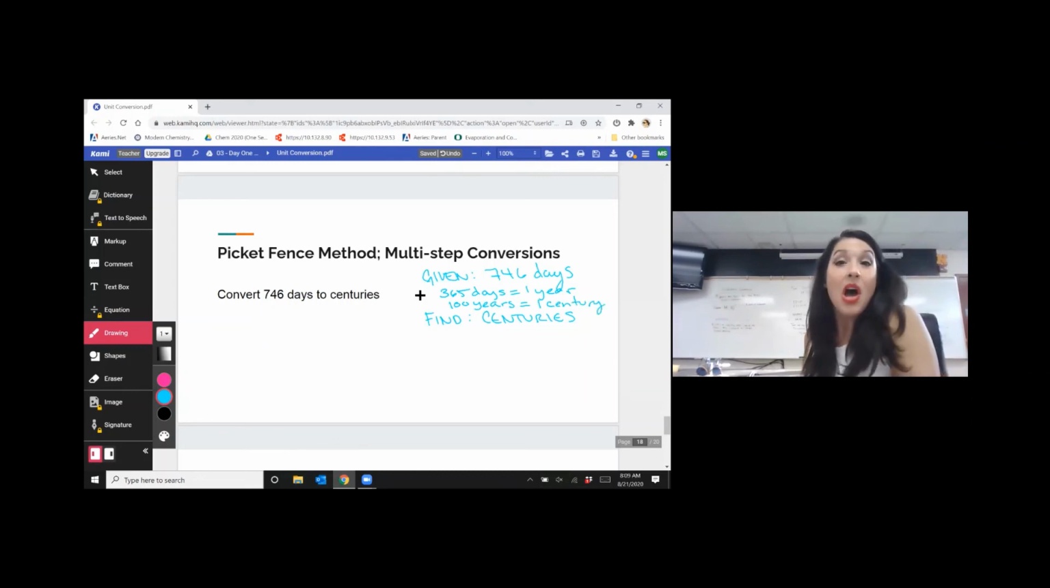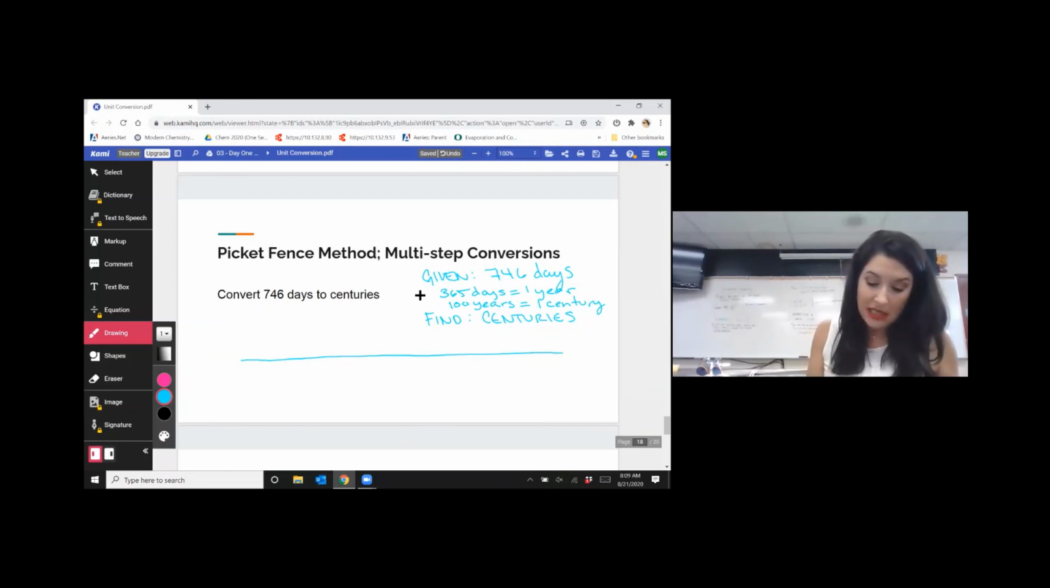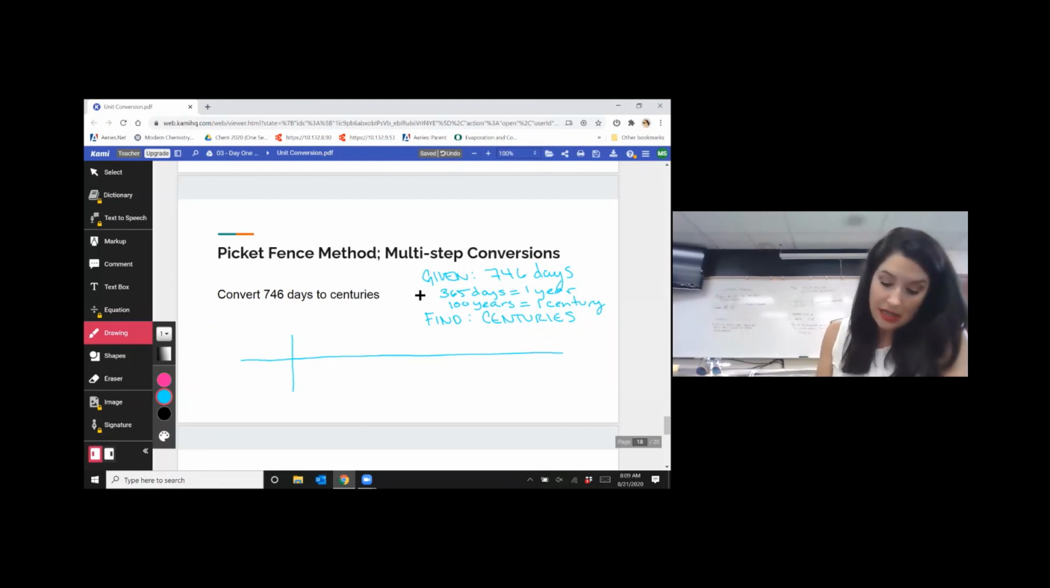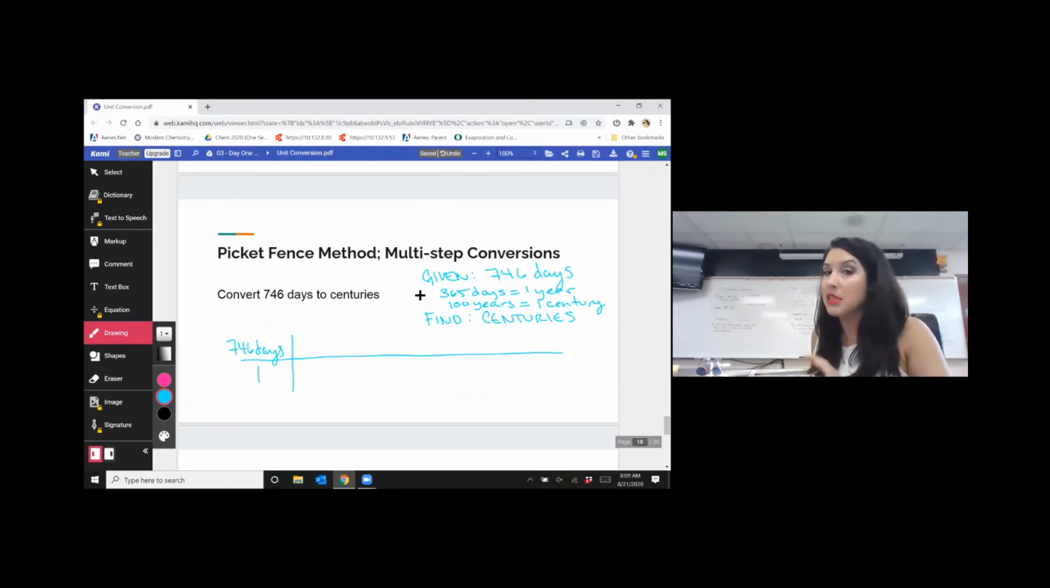All right. I'm going to set up a kind of a long picket fence because I don't know how long this is going to take yet. The rule of thumb says always put the given in the upper left-hand corner, 746 days. Set it over 1 so it's easy to see where you multiply and divide. And now we have to do a little bit of thinking. How do we know what unit to use next?